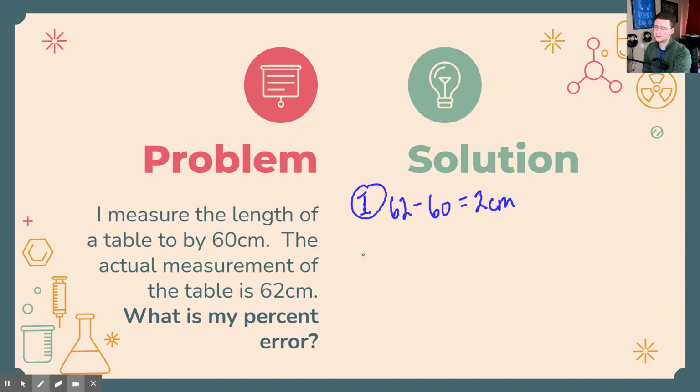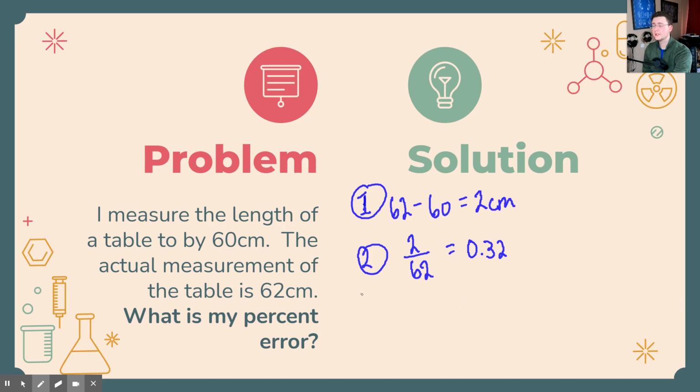Now we need to move on to step number 2. So my second step is to convert it into a decimal. So go ahead and convert 2 centimeters into a decimal now. If you get stuck, refer back to that equation you should have written down for step number 2 earlier. Okay, so we should have found our decimal error, so we should have found 2 divided by our correct answer of 62, and we should have found our answer to be 0.32. That was our decimal answer.